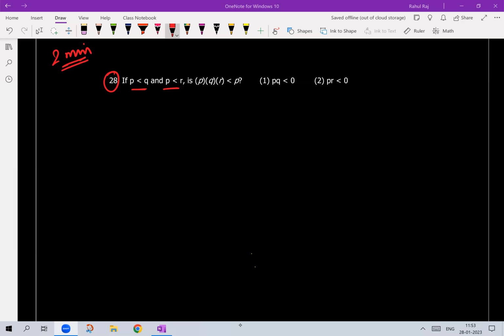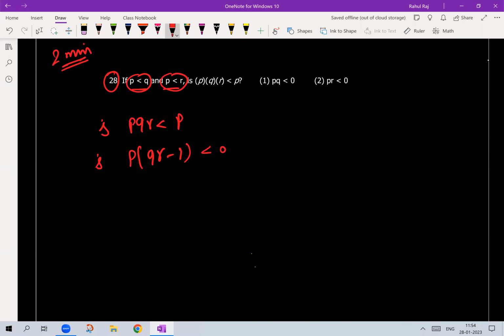Now it's pretty simple. It says P is less than Q and P is less than R. This is the information that is given to you, so you can't deny this information for sure. A bit of information is given to you, but I would still consider this a direct question. My question is: is PQR less than P? That is, P into QR minus 1 less than 0. Agreed, Gauri?